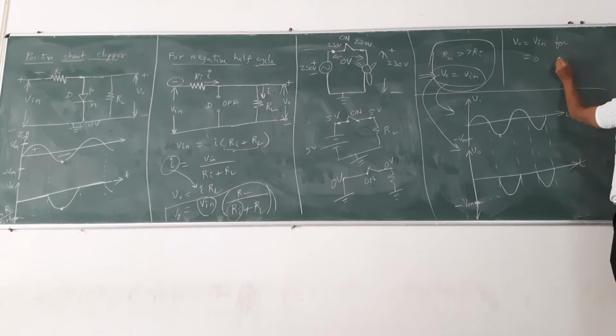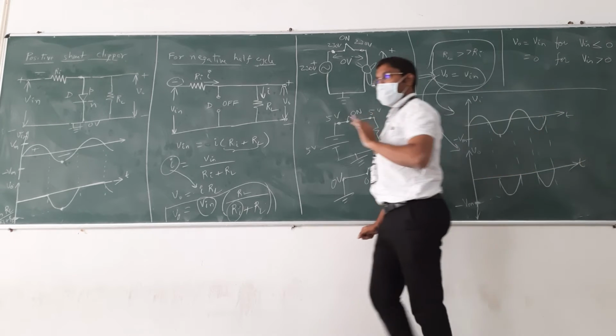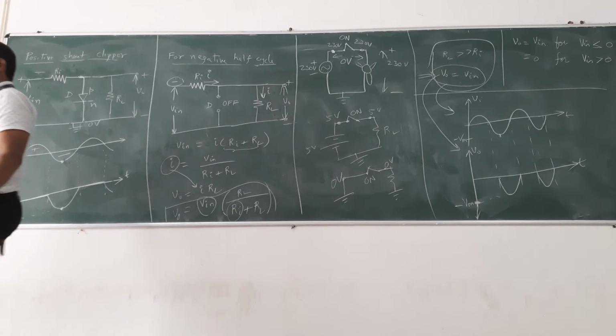For what we should write? What should I write here? We have done this 4 times, right? So tell me what I should write here. Less than or greater than or? Which half cycle are you getting signal? Negative. So less than or equal to 0. Here, greater than 0. Okay, right?